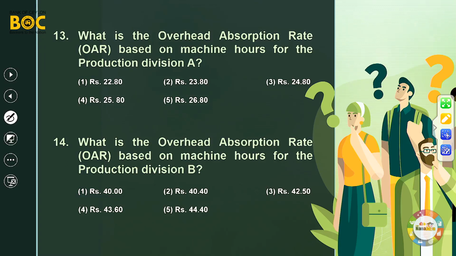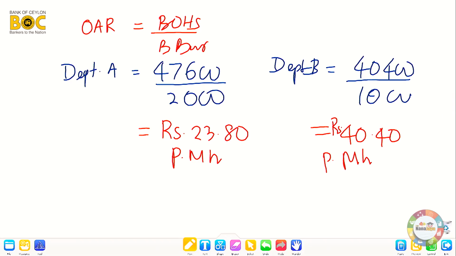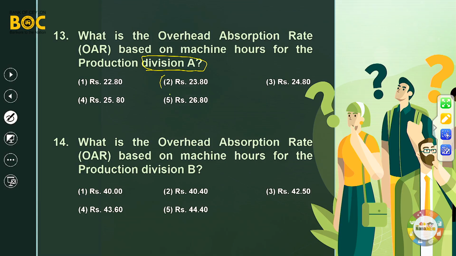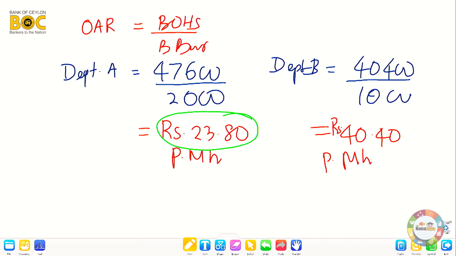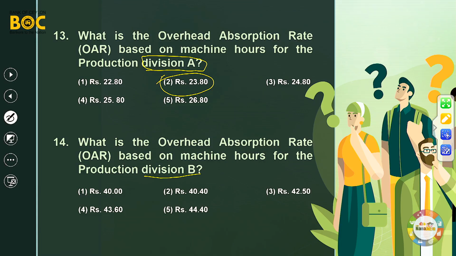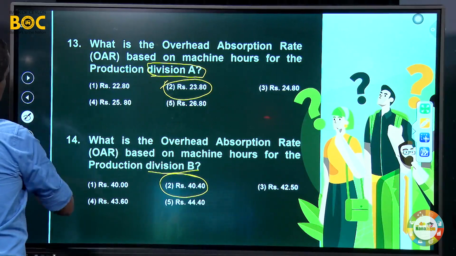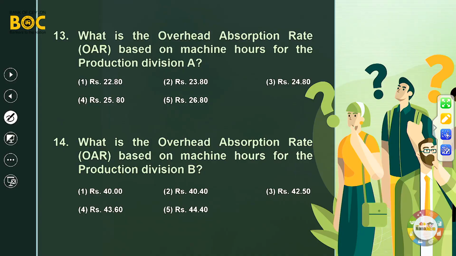Absorption rate on machine hours, division A: we calculated 23 rupees and 80 cents. Absorption rate for division B: we calculated 40 rupees and 40 cents. That is the 13th question, answer number 2.